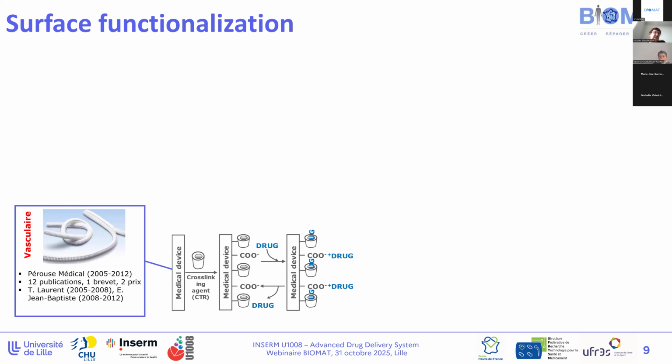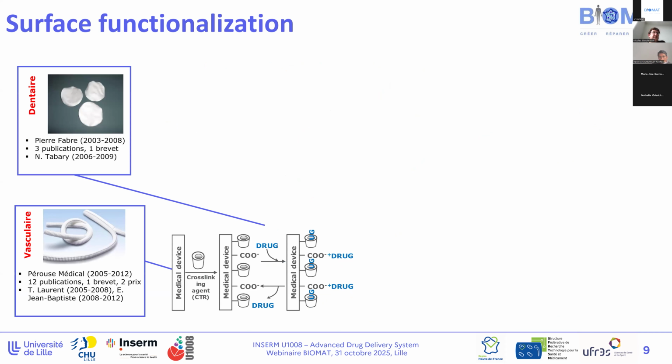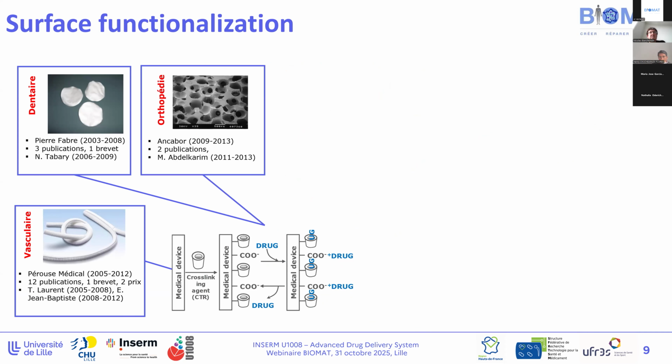We start with vascular prosthesis. We develop an antibacterial vascular prosthesis, and we work with a company, and we have clinical studies with 40 patients. We develop the same with Pierre Fabre and develop an antibacterial membrane with chlorhexidine. With Curazan, we develop a bone substitute for the treatment of cancer in animals.